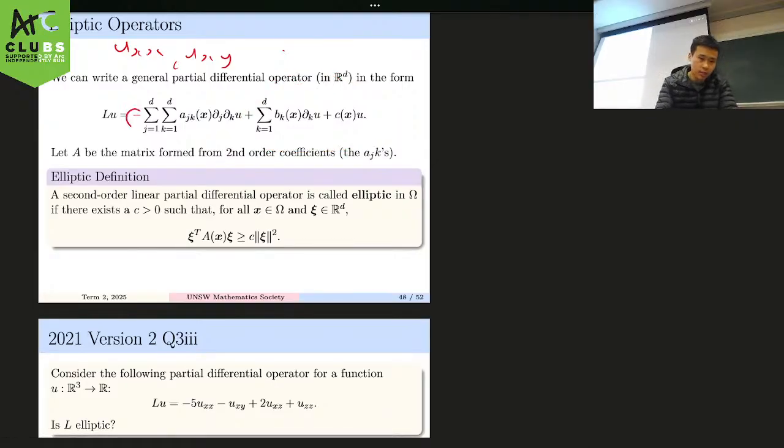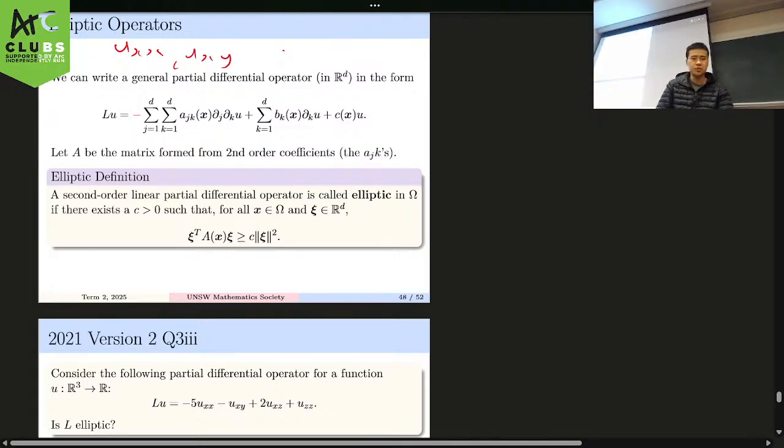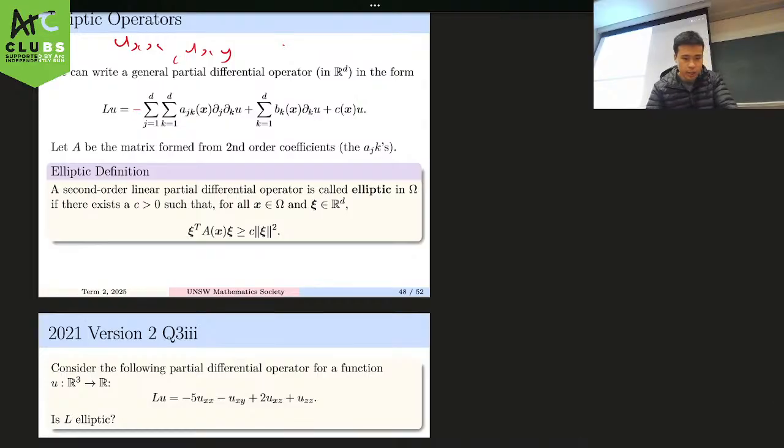But notice how we have this negative here. Yeah, the negative is kind of funny. I don't know why it existed in the first place, but we need to make sure we get the negative out first. So factor the negative: 5u_xx plus u_xy minus 2u_xz minus u_zz.